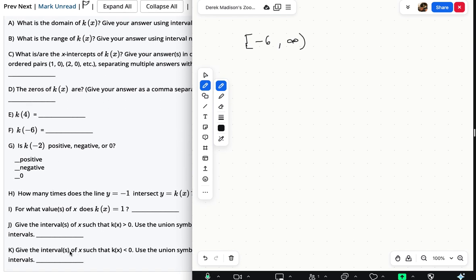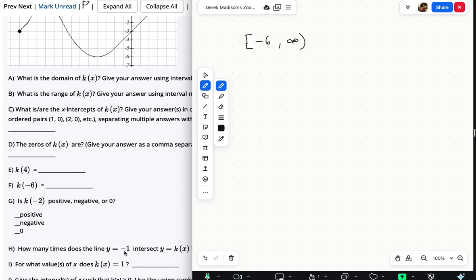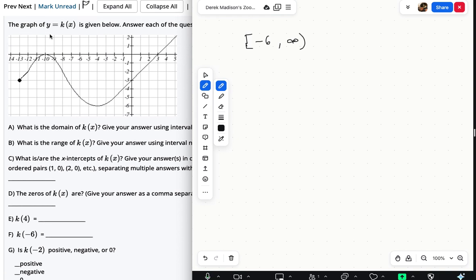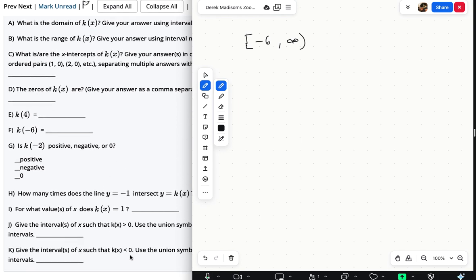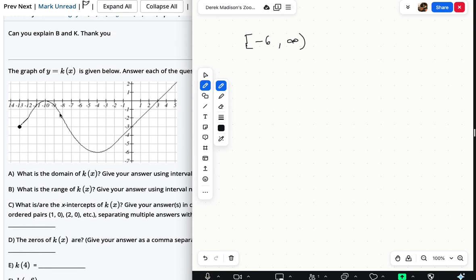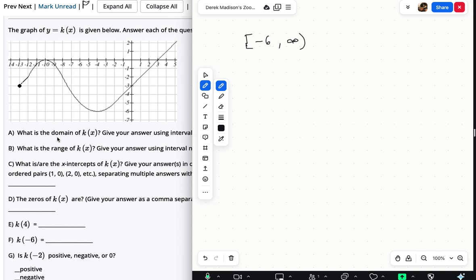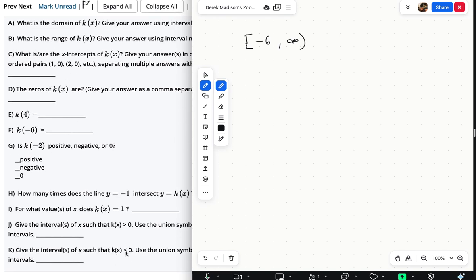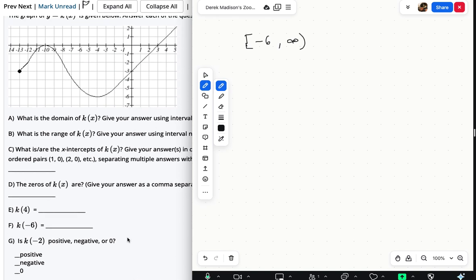So give the intervals of x such that k of x is less than 0. Okay, so k of x, that's the y value. So it's asking for where are the y values less than 0. So that's going to be everywhere between negative 13 and 3, except at negative 10. Because notice there isn't an equals on this, so we don't want to actually include the 0.